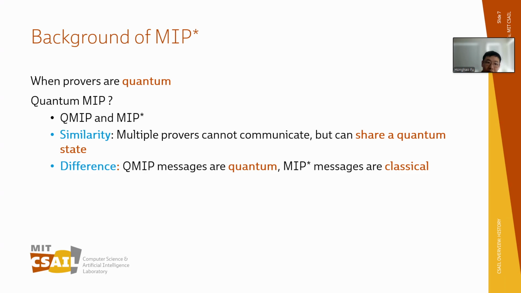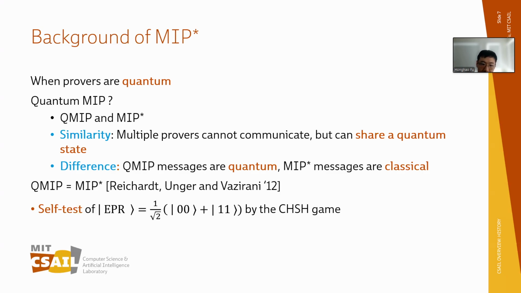Yes, thanks. And if you just look at this definition, you may think, okay, QMIP must be more powerful than MIP star because the verifier here is more powerful than a classical verifier. But it turns out QMIP equals MIP star. This is proved by Reichardt, Unger, and Vazirani. Well, the key ingredient in that proof is a self-test of the EPR pair using the CHSH game.